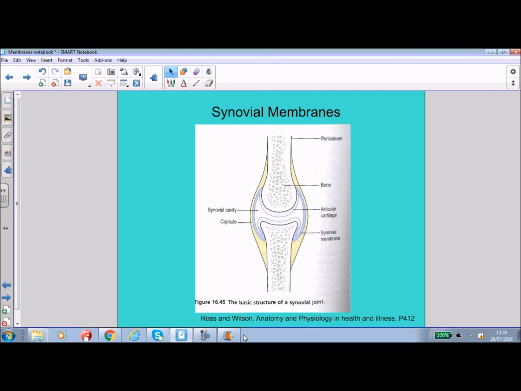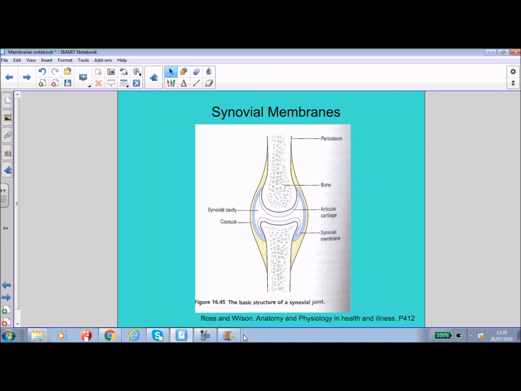Interestingly, a synovial membrane is actually not an epithelial membrane. It's entirely made from connective tissue. So it seems a bit of a silly place to talk about it, given we're talking about epithelium, but just to keep it all together. So it's a non-epithelial membrane.